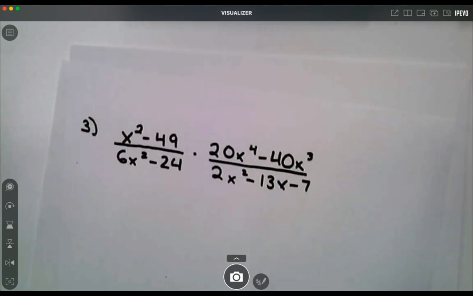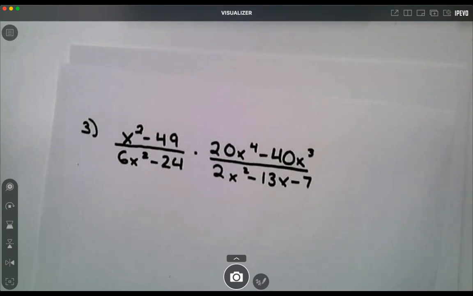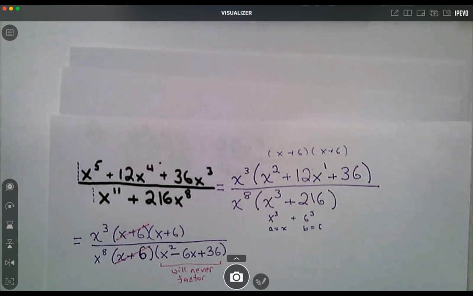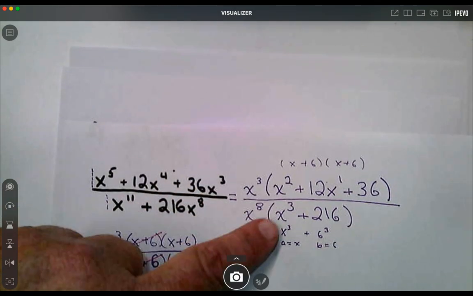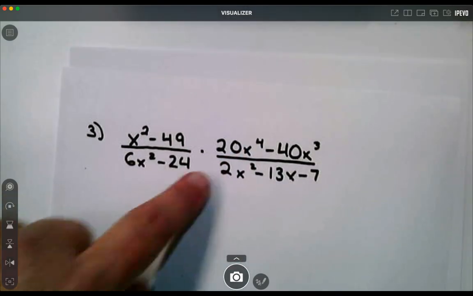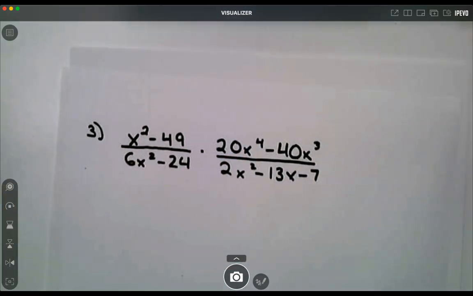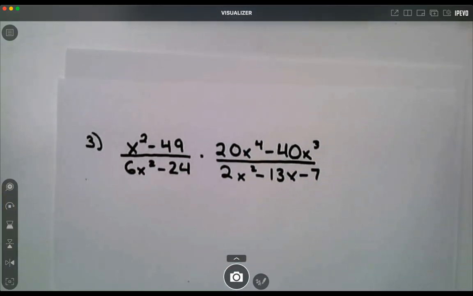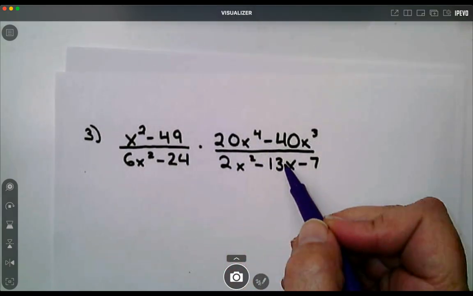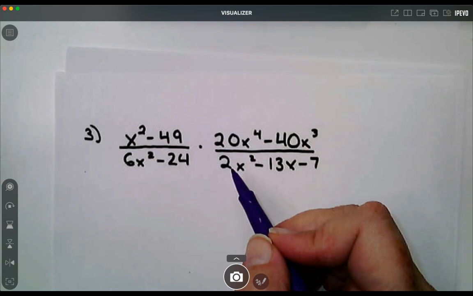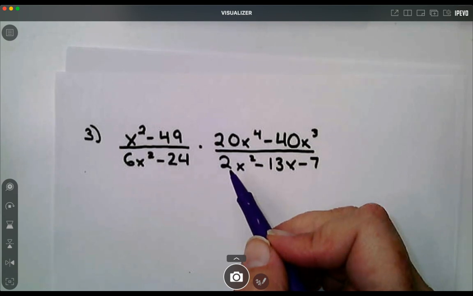Now, when we're dealing with a multiplication problem, we're going to follow the same steps that we did here, but we just have to do all 4 pieces before we can multiply. So the first thing I'm going to do is look at all 4 pieces and see if any of them have a greatest common factor.